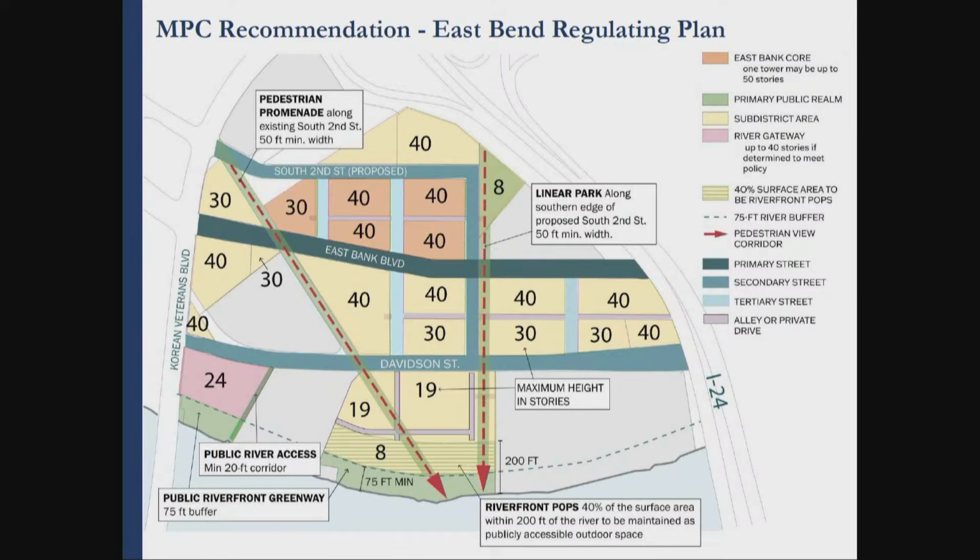And on the screen in front of you is the East Bend regulating plan. What you'll see outlined here are areas of the East Bend subdistrict, the East Bend core, and then other areas, and it shows and indicates the maximum heights that are permitted within those various areas. You will also note that there is public river access, riverfront greenways, a linear park, and a pedestrian promenade that are noted within the regulatory plan.